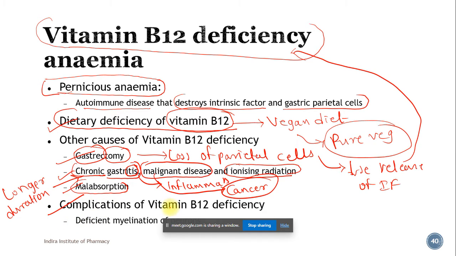The next is complications of vitamin B12 deficiency. So it leads to the deficient myelination of neurons. So this myelination, you know the structure of the neuron. So the axon part of the neuron is covered with the myelin sheath, and this myelin sheath acts as an insulator. That means it prevents the loss of electric charge from the axon part of the neuron. So if myelination doesn't happen in sufficient amount, then it may lead to neuropathy.